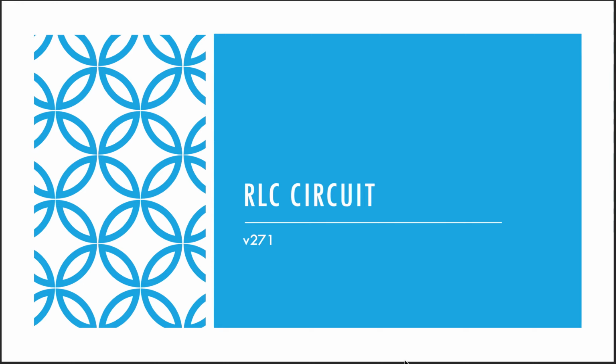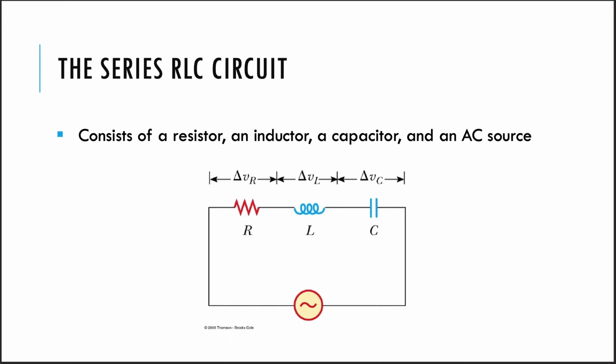All right, let's take a look at inductors, capacitors, and resistors in our AC circuits. We're going to call these an RLC circuit. We're going to put our three components, the resistor, inductor, and capacitor, in series with an AC source. What's going to happen in this case?